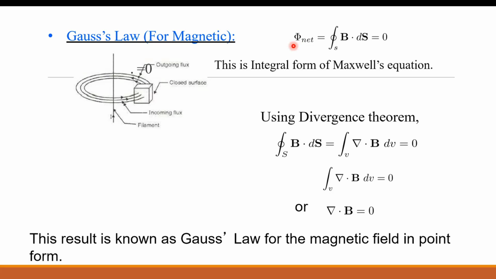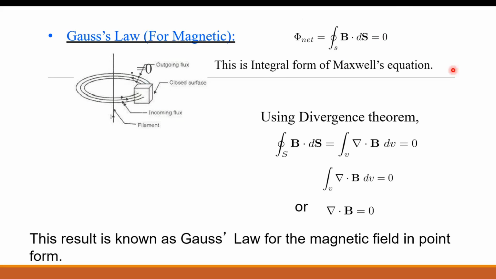So some amount of flux will be generated, and that flux was measured in Webers. If the surface is not closed, then we can find the flux in magnetic field, and that is measured in Webers. But if the arbitrary surface is closed, then total flux, net flux crossing the surface is equal to 0. Okay, so net current at the node is 0. Similar to that, net flux at that closed surface is equal to 0.